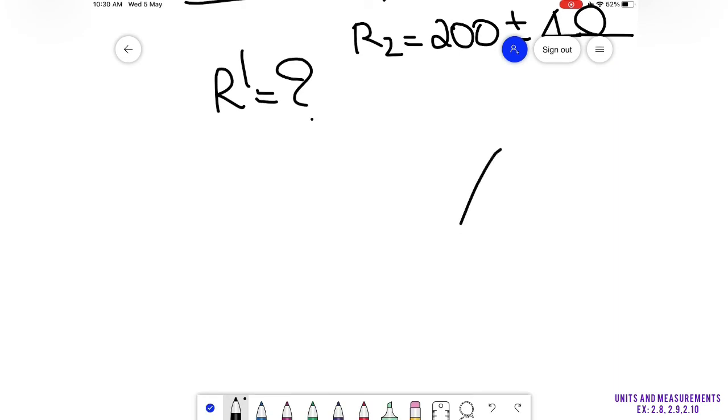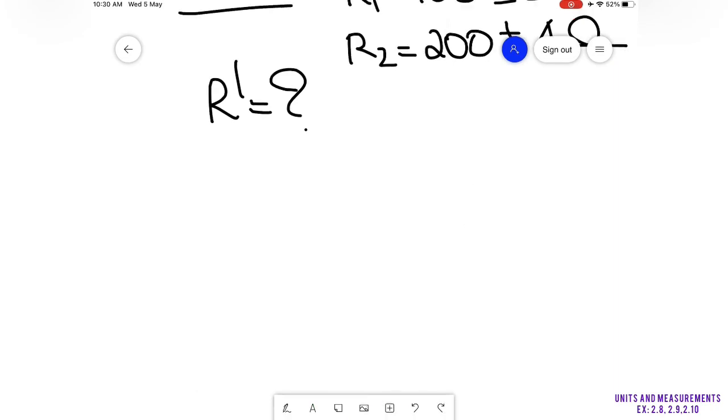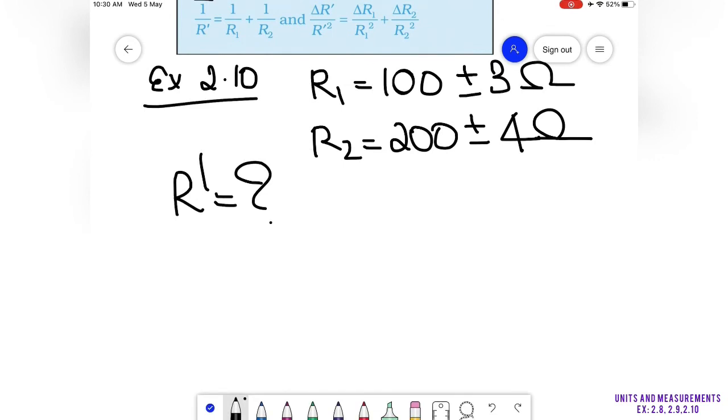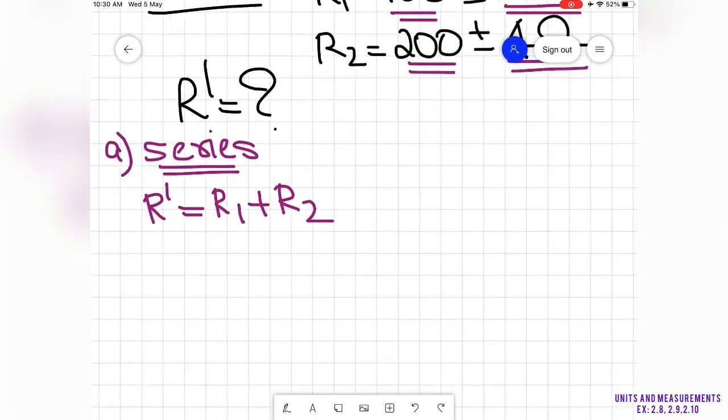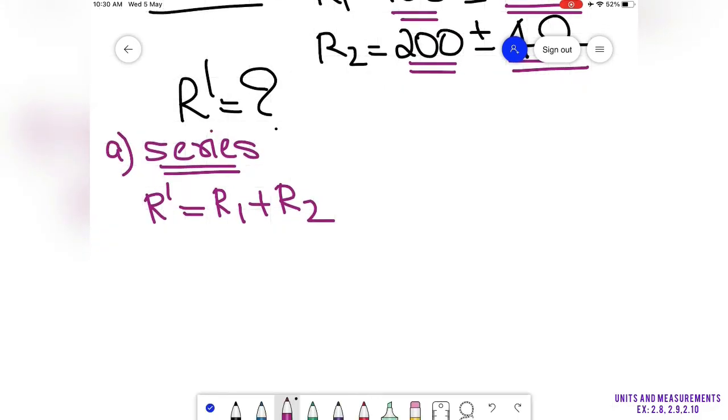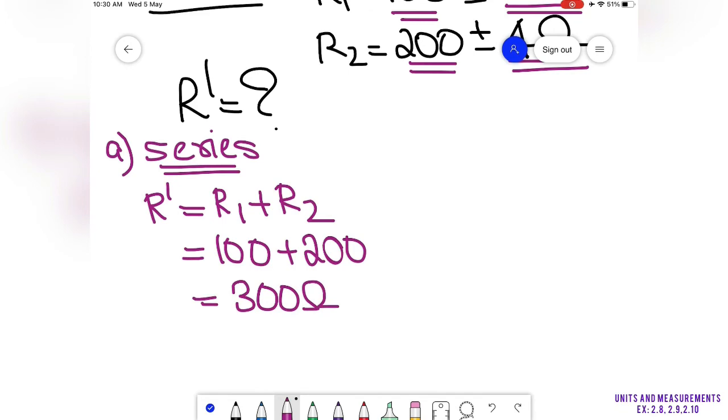So in part A, when it's a series connection, we do R dash, that is the equivalent resistance, equal to R1 plus R2. So without the error values, how would you do it? We just add the values, right? So we get 100 plus 200, that is 300. So the equivalent resistance value is 300 ohms.